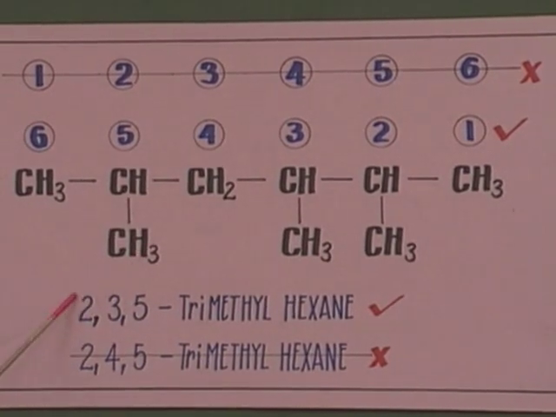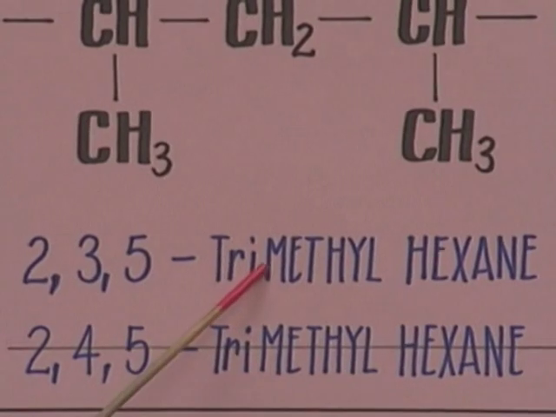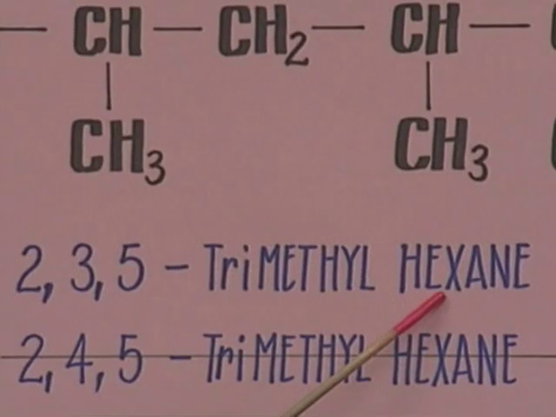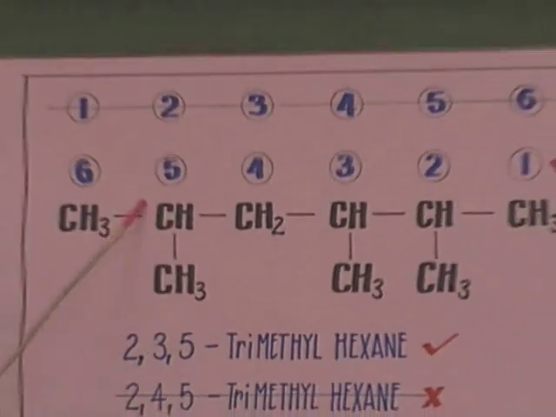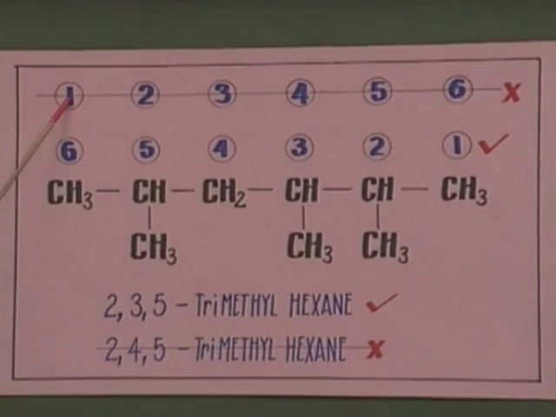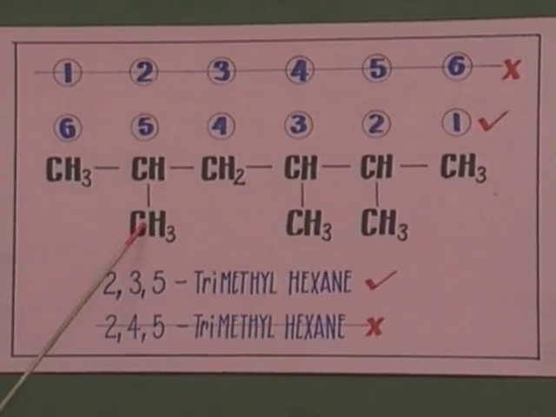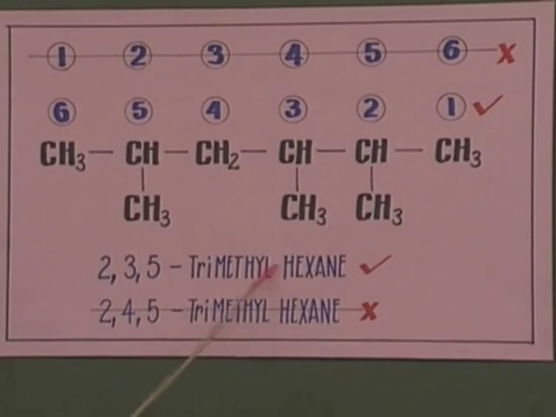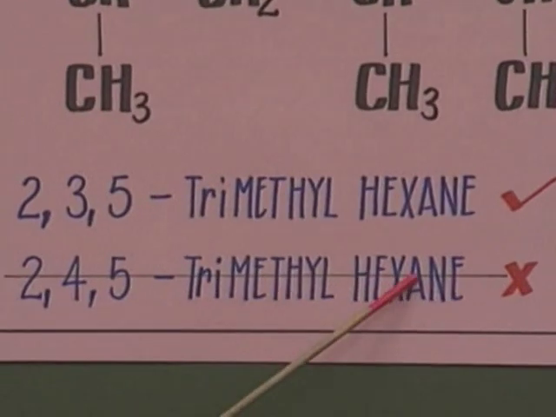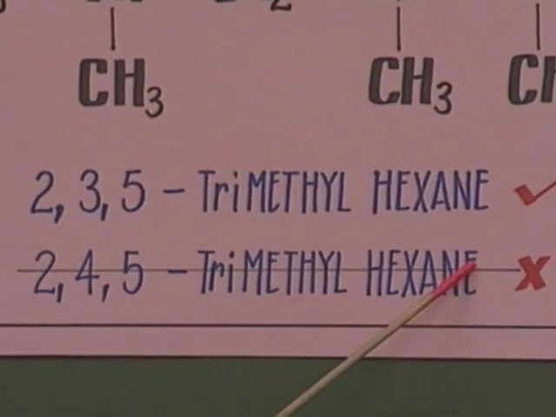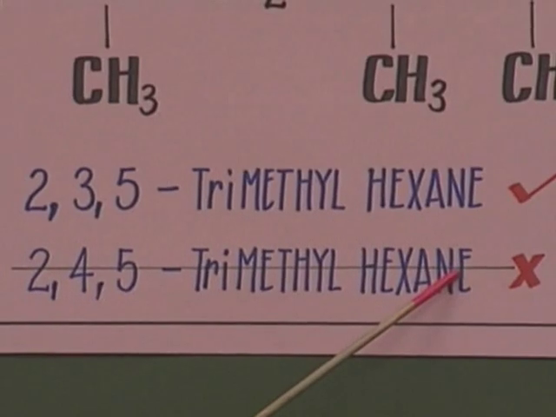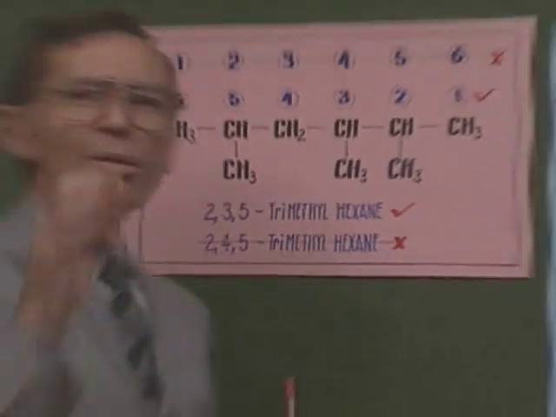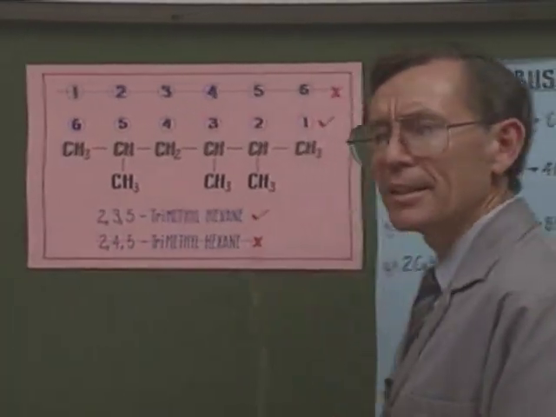So the proper name of this compound is 2, 3, 5-trimethyl, because we have 3 methyl groups, hexane, because there are 6 carbon atoms in the longest chain. It would be wrong to number the carbon atoms from left to right, because that will give us a name of 2, 4, 5-trimethylhexane. So this name would be wrong. Why? Because we would not then have given the numbers of the carbon atoms the lowest possible values on the longest carbon chain.